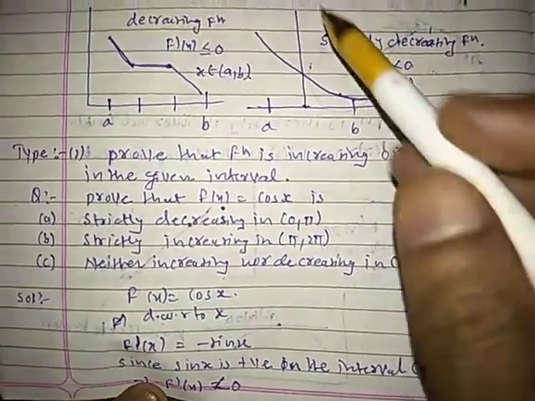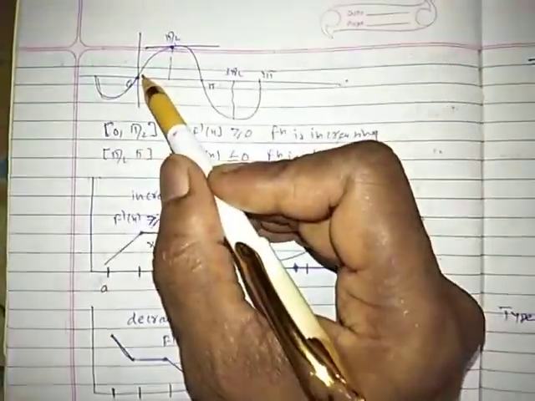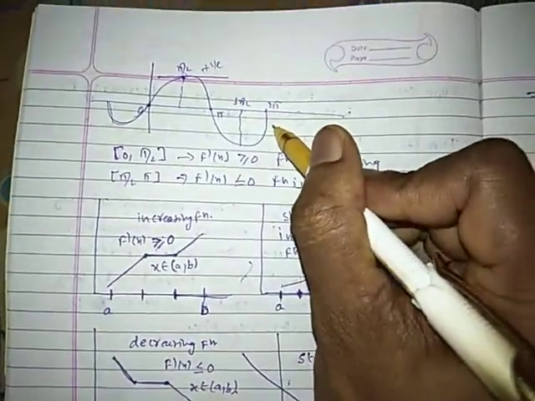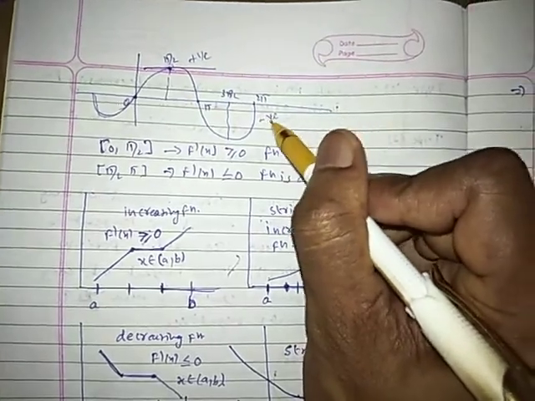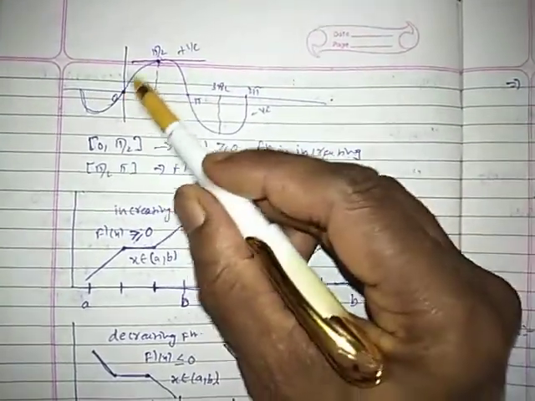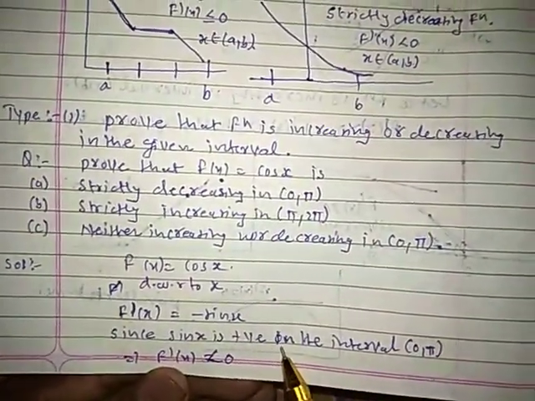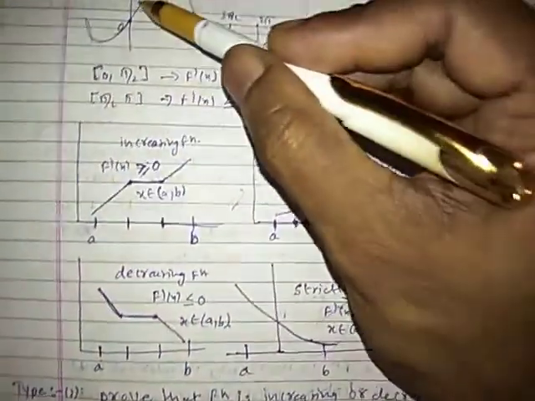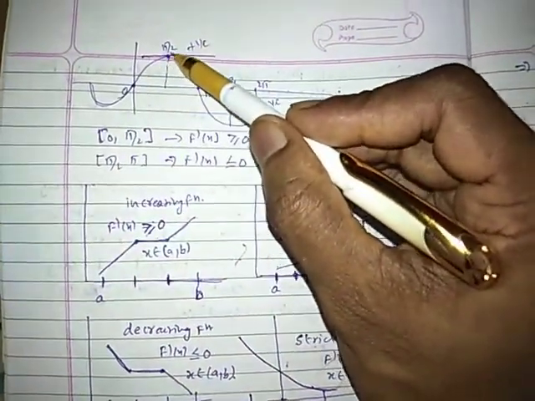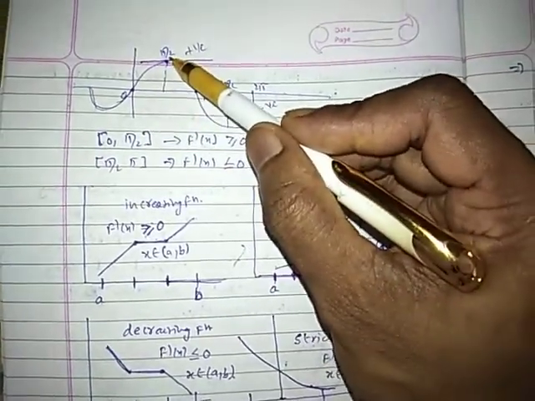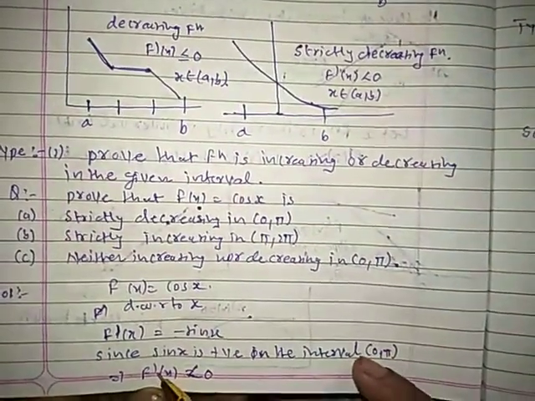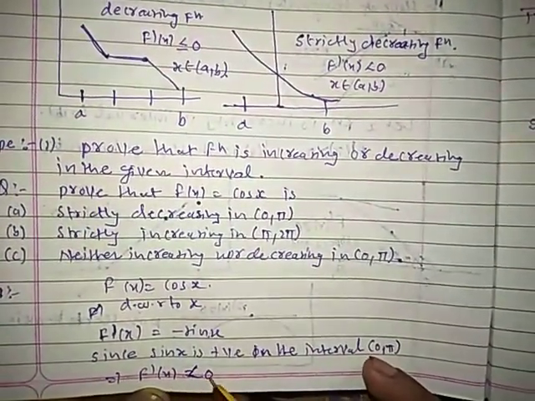Now we have to see the sin x function. Here the crest is positive and the trough is negative. You know this, isn't it? You learn it in physics also. This is positive, this is negative. So since the sine function is positive on the interval 0 to pi, here you see 0 to pi, it is an upward crest, so it is positive. But f dash of x is negative, which implies that f dash of x is less than 0.